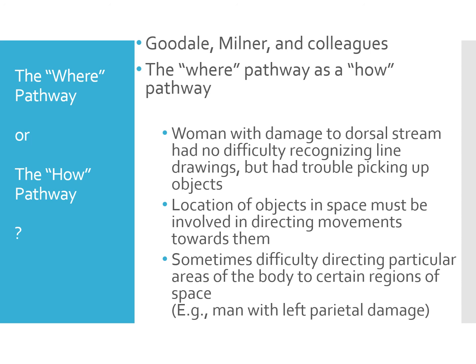And again, coming back to this idea of the location and severity of the damage. Depending on the damage, we might see difficulty directing particular areas of the body to certain regions of space. So for example, a man with left parietal damage has particular difficulty moving his right arm, his right hand, to pick up the cup, as that is the specific region of damage, the left parietal.